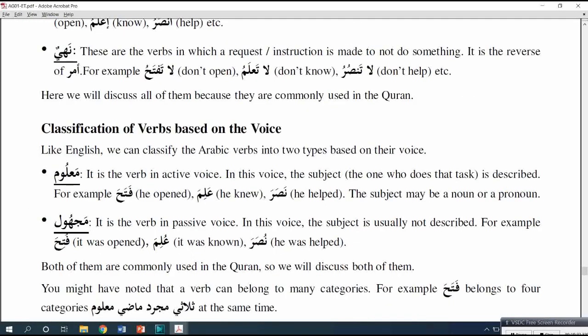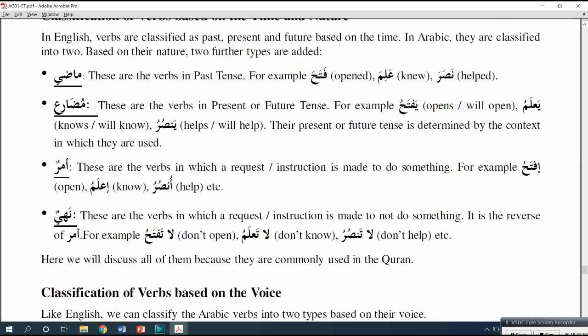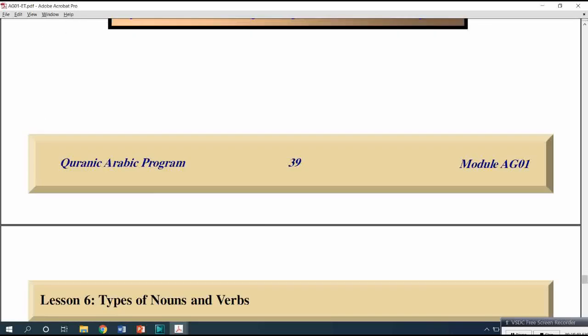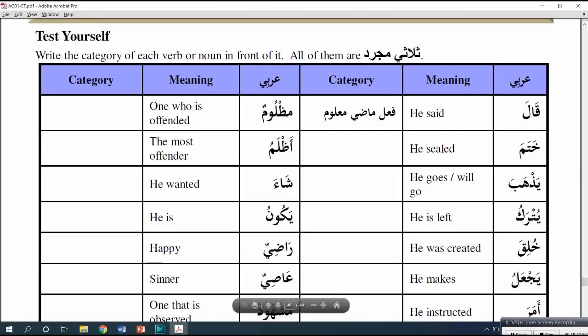So now this is a challenge for you. The question is that for each word I have given the meaning. You have to tell what the category of this word is. Like qala means he said. So this is fa'ala, madi, ma'loom. Fa'ala, like he takes an action. Madi, he did in the past. Ma'loom, like it's very clear. Qala, he said this.